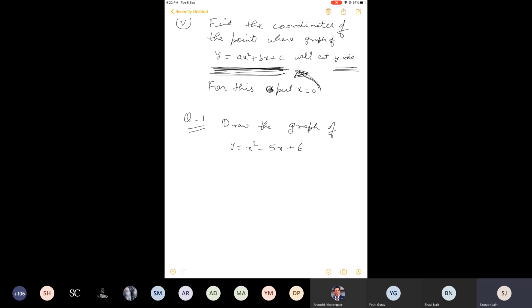Now keep one thing in mind. Shape will not be a straight line, because that time it used to be a linear equation in two variables. Now it is of the form y equals ax square plus bx plus c. So shape will be a parabola.